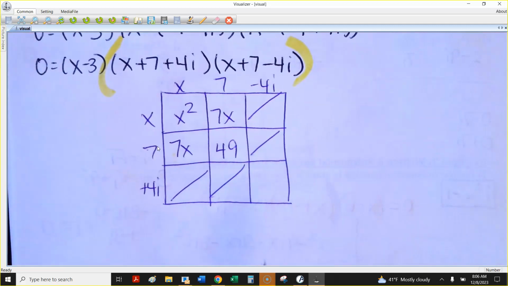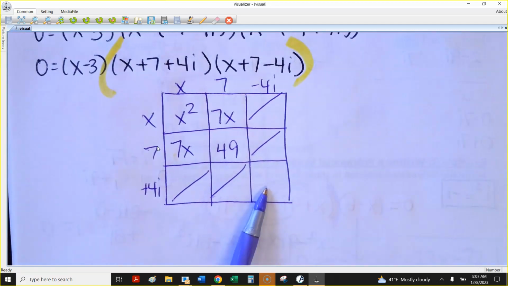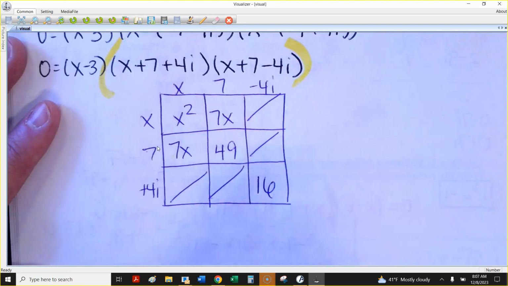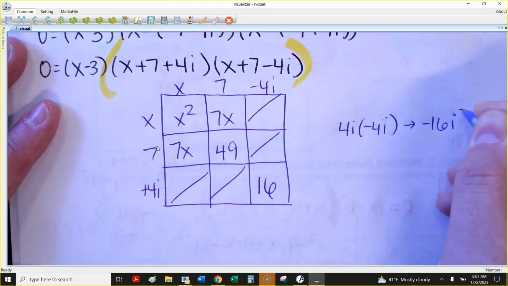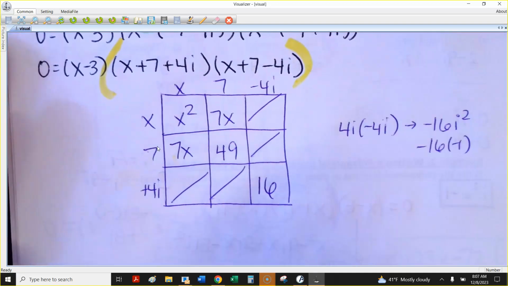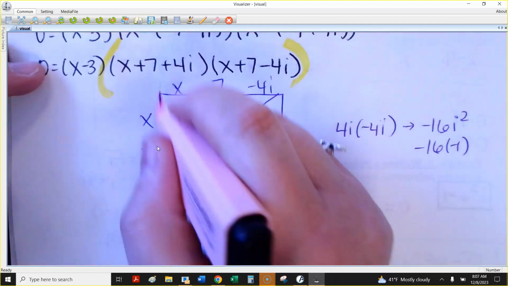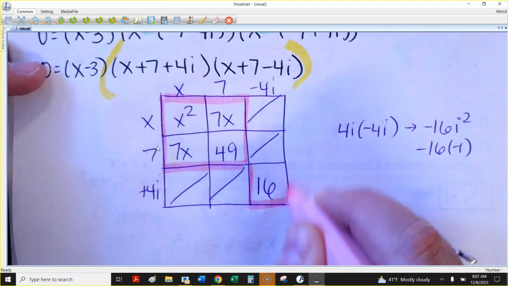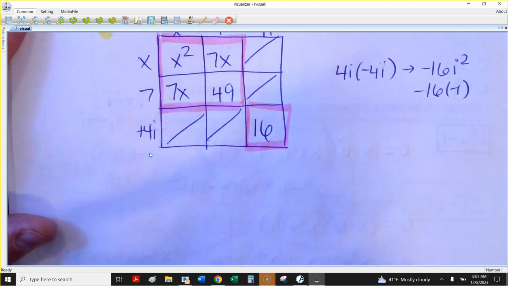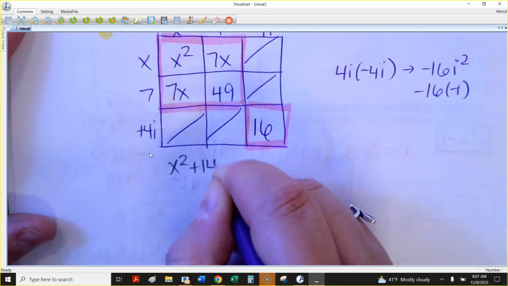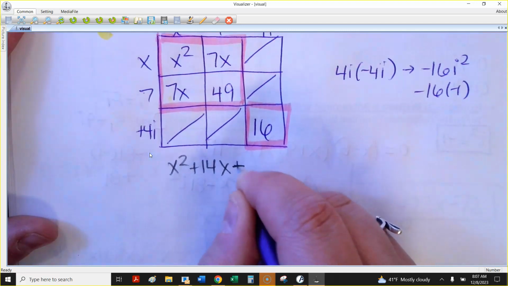Okay, can anybody tell me what should be in this box? 16, yes. Okay, so if I do 4i times negative 4i, I get negative 16i squared, negative 16 times negative 1. So that box should be 16. Okay, now we're just going to put together, like I told you, just these 4 and this one in the corner. All right, so what do we have? Okay, x squared plus 14x, and then we're going to take 49 and add 16. Do not judge that I'm using my calculator. So 65.